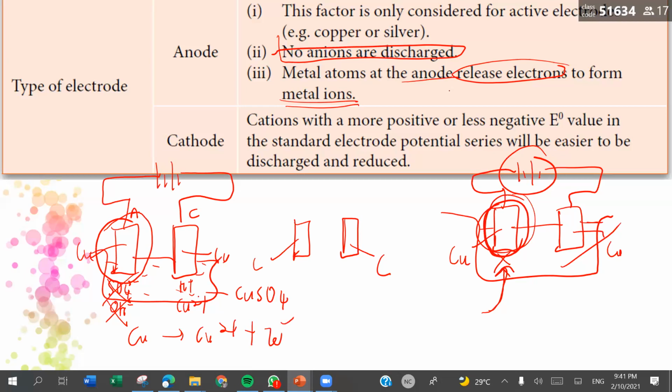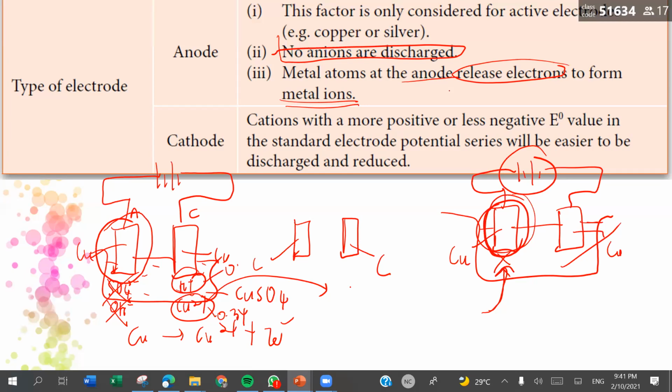Okay, how about my cathode? Is anything going to be different for my cathode? Am I going to choose a different factor, or is cathode always going to be the more positive one? More positive one. Very good. Teacher's always going to choose the more positive one. So between hydrogen and copper, which one is more positive? Copper. Very good. So hydrogen is 0, copper is 0.34.